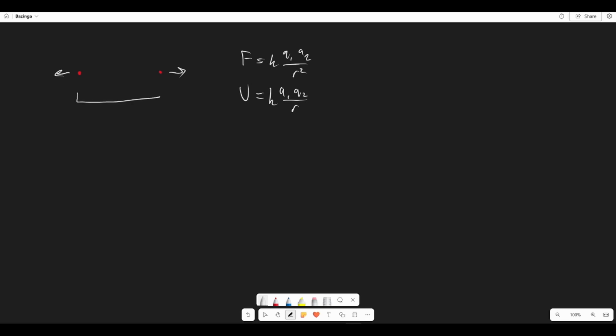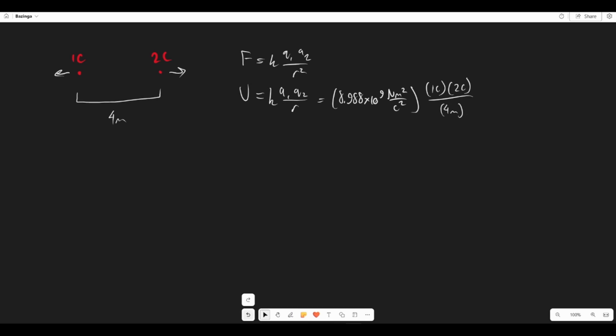Let's say these are two positive particles separated by 4 meters of charges 1 coulomb and 2 coulomb respectively. Then the potential energy is given by K, 8.988 into 10 to the 9 Newton meters square per coulomb square, times Q1, 1 coulomb, Q2, 2 coulombs, by R squared, which is just 4 meters squared. Not squared, my bad. This is potential energy, so the denominator will not be squared. It will simply be 1 coulomb times 2 coulombs divided by 4 meters.